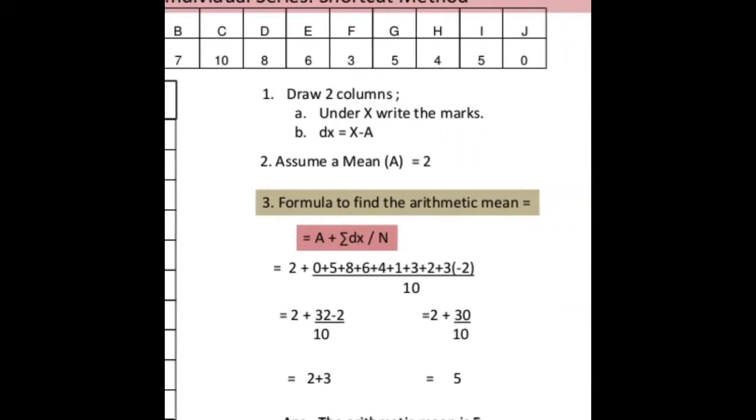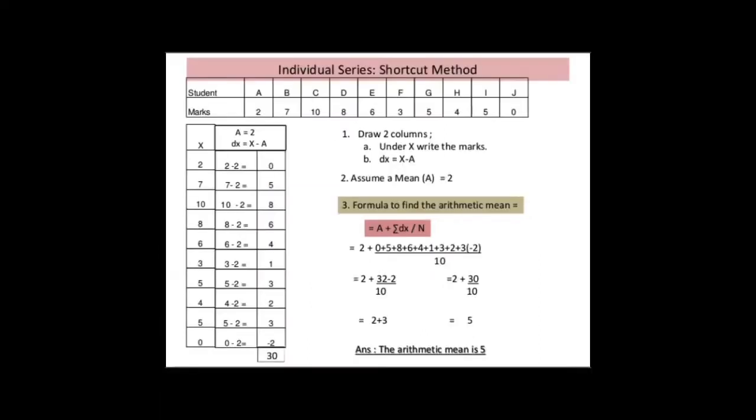Putting the values in the formula, now we get A, which is 2, plus sigma dx, which is 30, upon n, which is 10. So 2 plus 30 upon 10. Now by simplifying, we divide 30 by 10 and we get 3. So 2 plus 3 is equal to 5. The arithmetic mean is 5. As you can see that we used direct method and we used shortcut method, but the arithmetic mean that we got was the same value, that is 5.